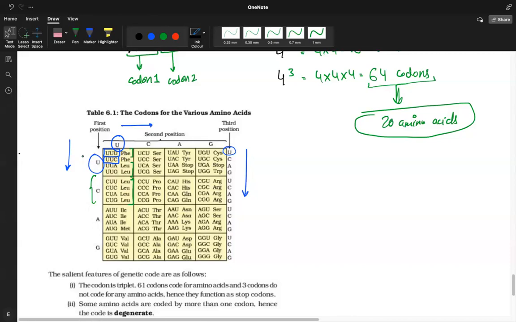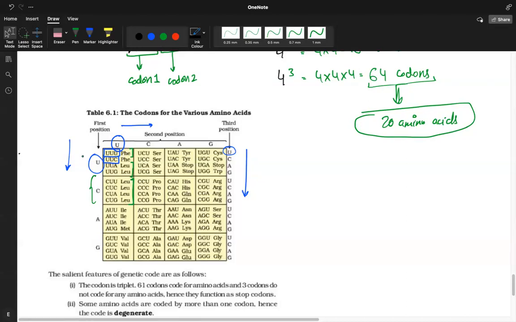It remains the same. Exactly. There is a protection there because the code is degenerate. That's called the degeneracy of the code. Even if it becomes AUA, it will still remain isoleucine. But if it becomes AUG, that's a problem. It will become methionine.